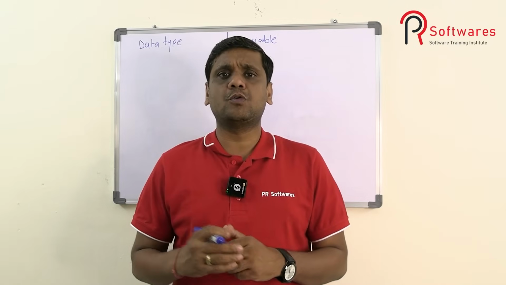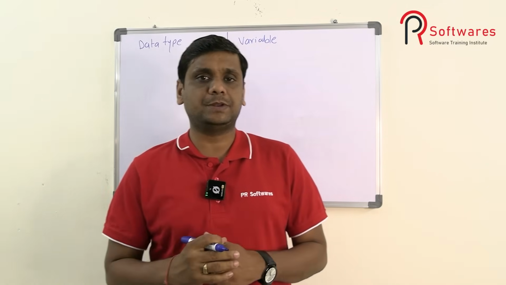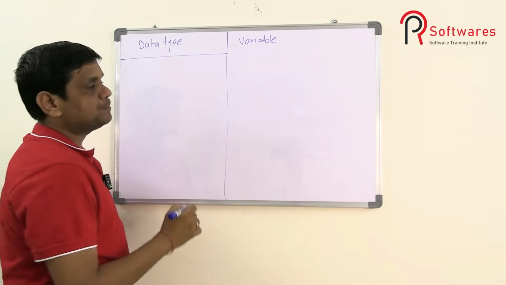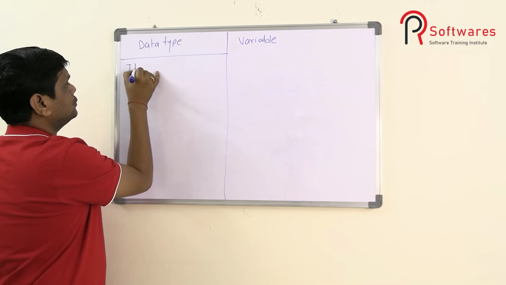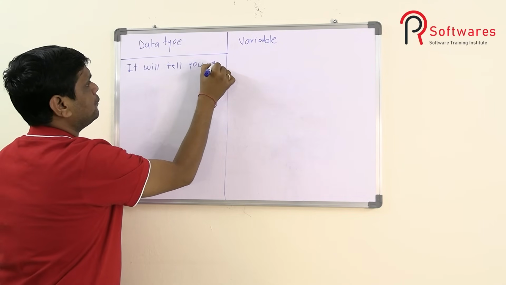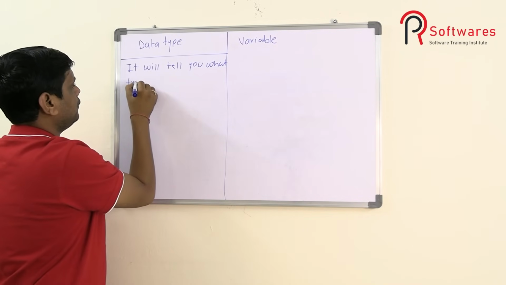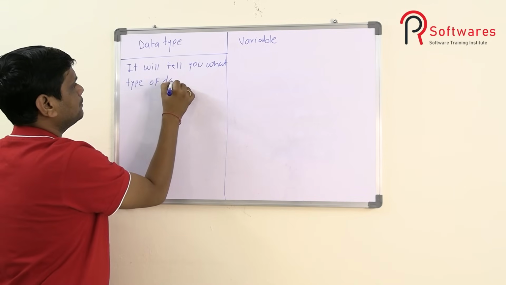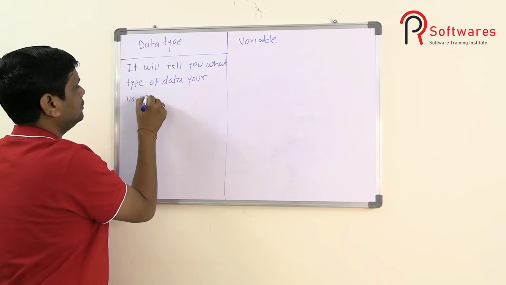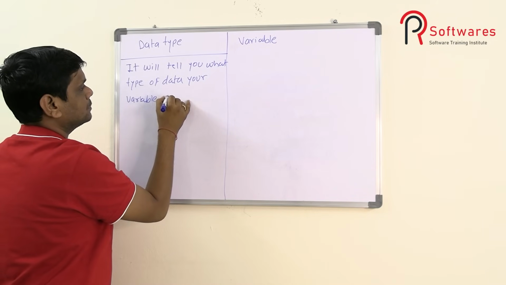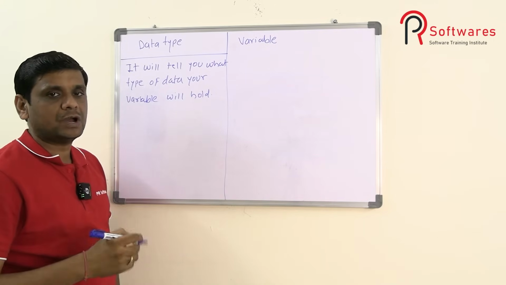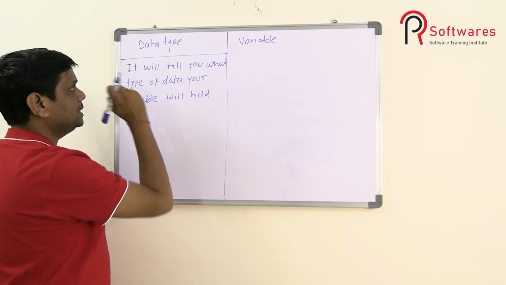Now, let us discuss what exactly is the data type and what is variable. So, let us start with the first, what is data type? It will tell you what type of data your variable will hold. So for example, I want to store number. I want to store decimal value. I want to store character. Who will tell? Data type will tell.